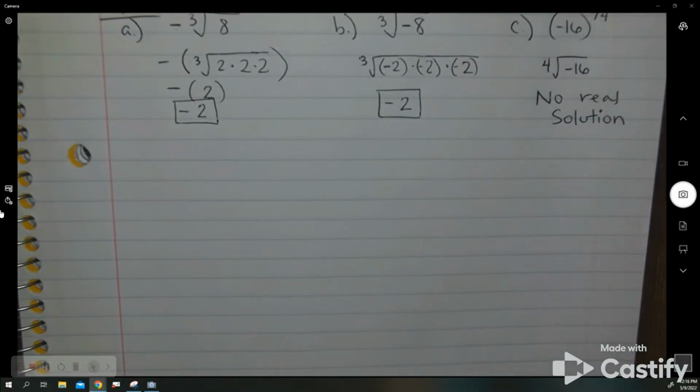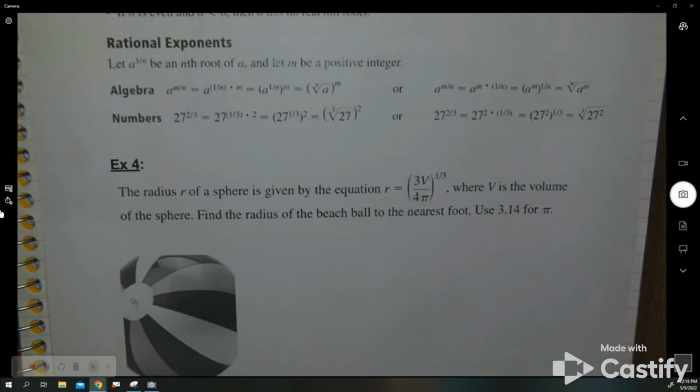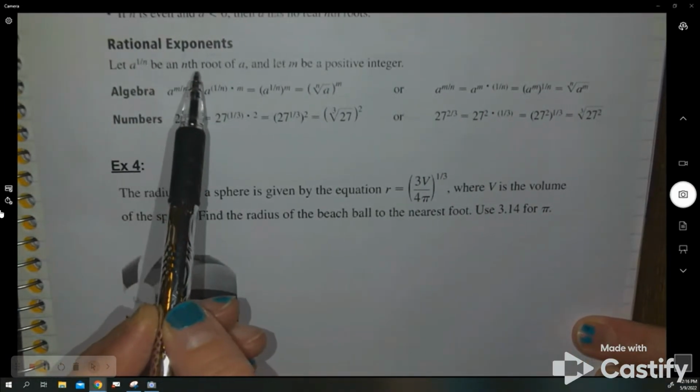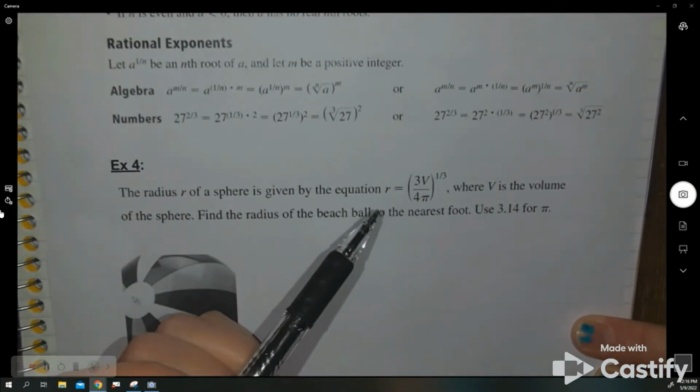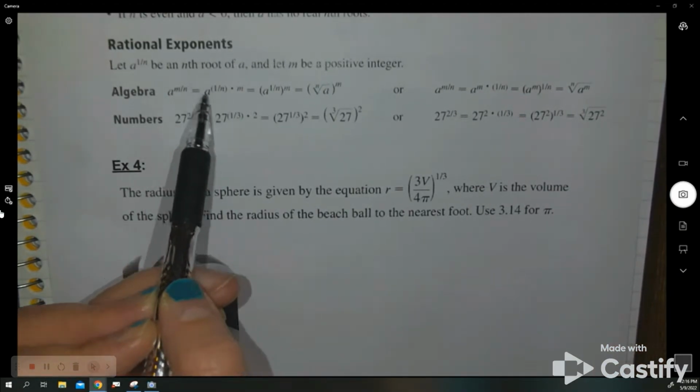All right, so we're going to look at another set of rules. This next set is for rational exponents, for example, fractional exponents. So let a to the 1 over n be an nth root of a, and let m be a positive integer. It's saying a to the m over n equals a to the 1 over n, the denominator, times m.